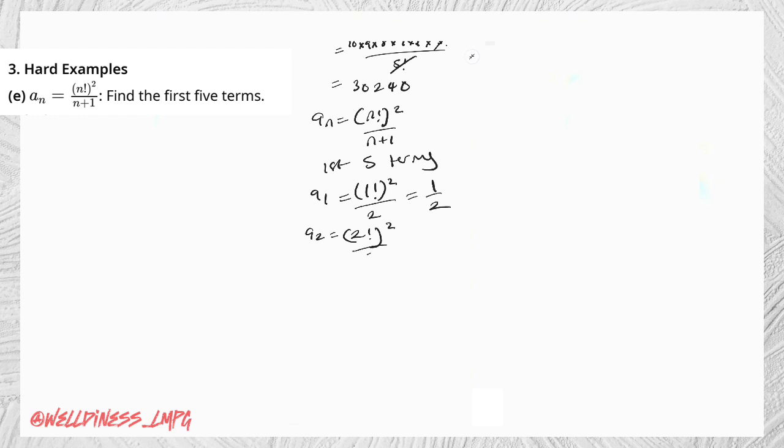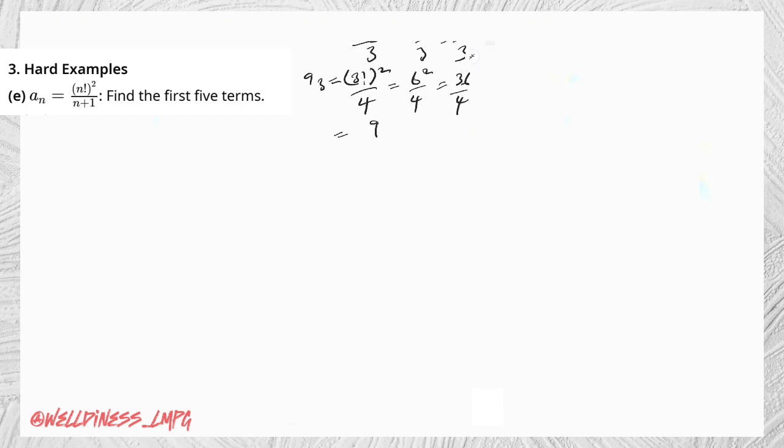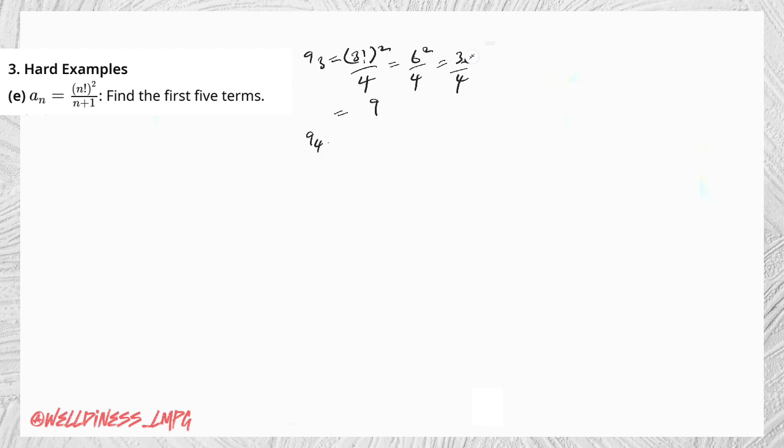Now for A2, you are going to have 2 factorial squared divided by 2 plus 1. And 2 factorial is 2 times 1, which is 2, so 2 squared will give you 4. And the denominator is 2 plus 1, which is 3, so that's 4 divided by 3. Now for A3, you're going to have 3 factorial squared divided by 3 plus 1. 3 factorial is 2 times 3, which is 6, squared, divided by 4, and 6 squared is 36, so you're going to be left with 36 divided by 4.